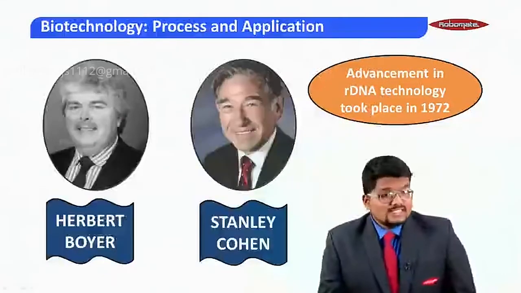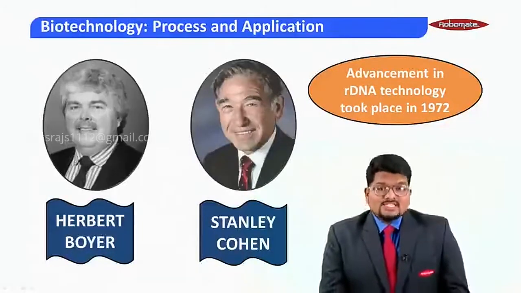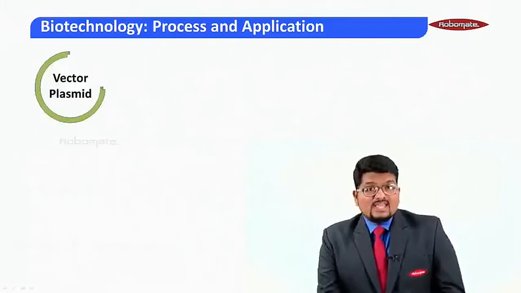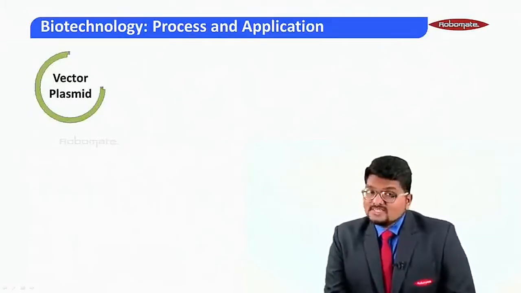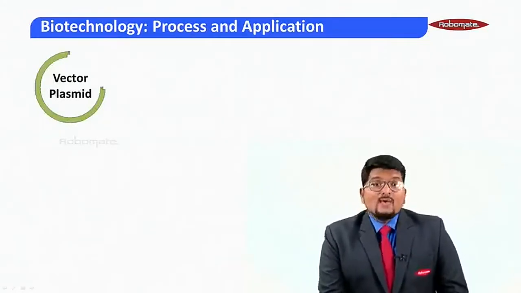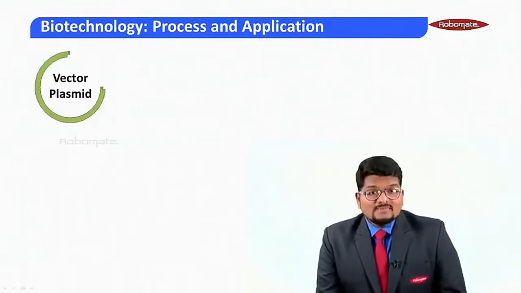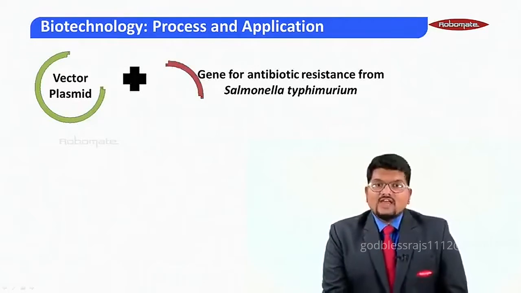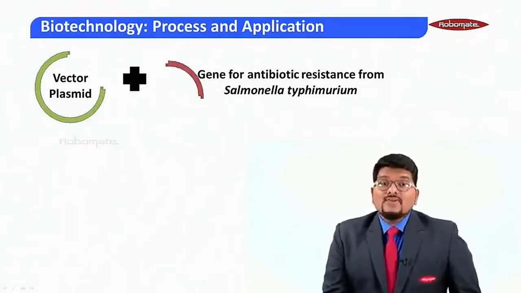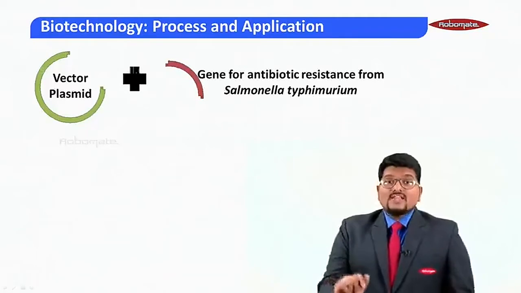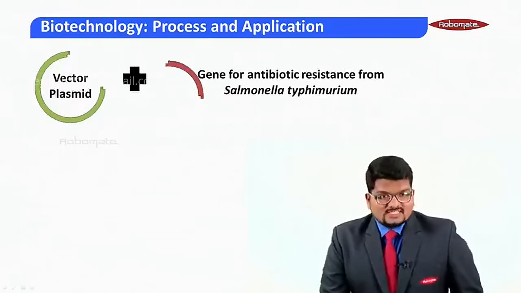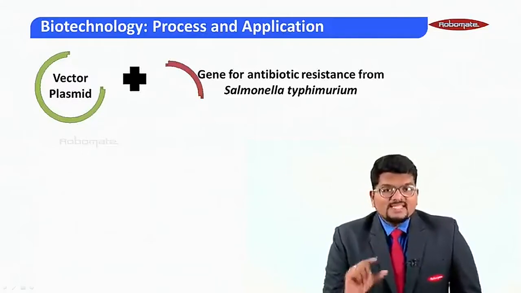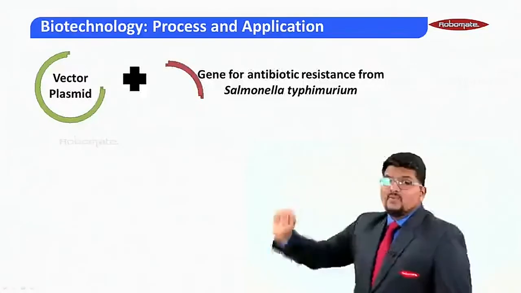Now, what did these two scientists do? They took a vector plasmid. Yes, recall we have studied about plasmids in 11th standard. They took a vector plasmid and mixed it with a gene for antibiotic resistance from Salmonella typhimurium. They isolated the gene of antibiotic resistance from Salmonella typhimurium, and they mixed this gene with the selected vector plasmid.